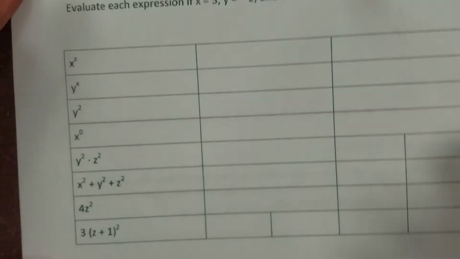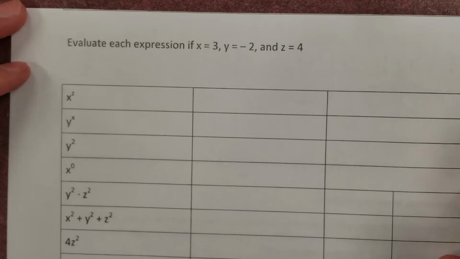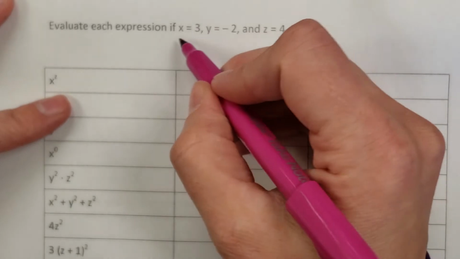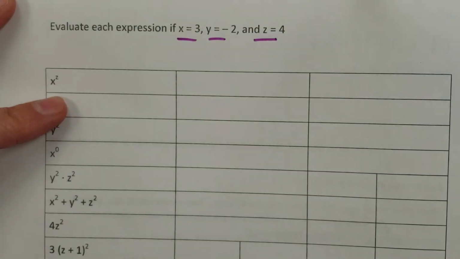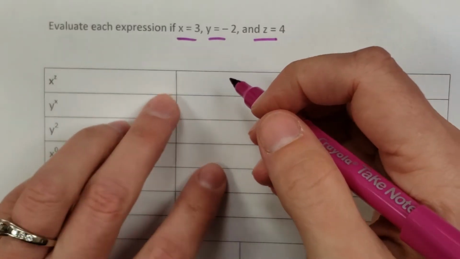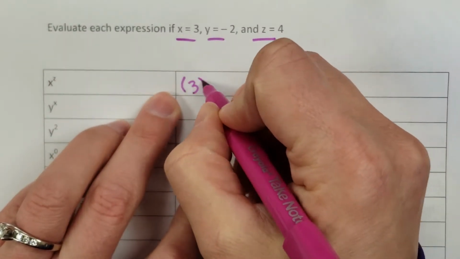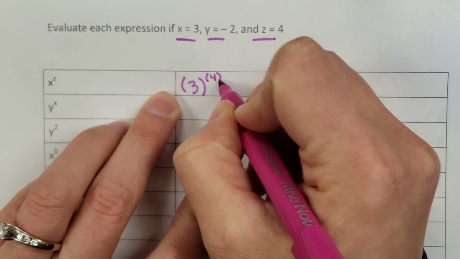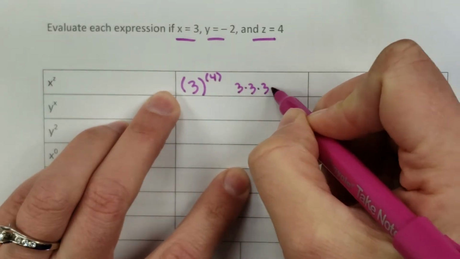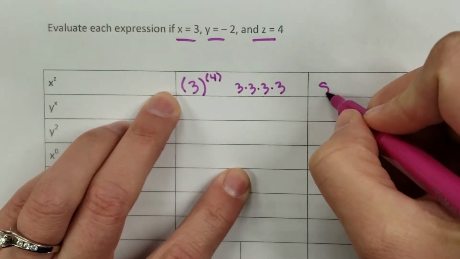And so I'm going to give myself a little bit more space. So I want to find the value of each of these expressions after I have subbed in these values for their corresponding variable. So for example, if I have x to the z power, that means instead I have 3 to the power of 4. Or that would mean 3 times 3 times 3 times 3, which we know is 81.